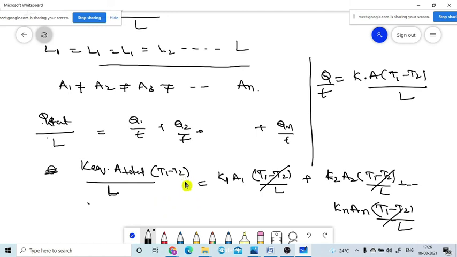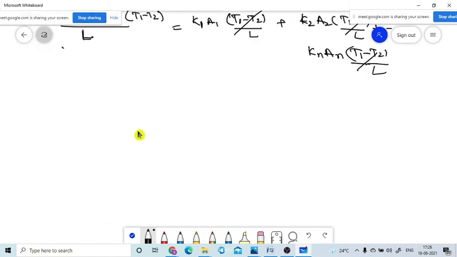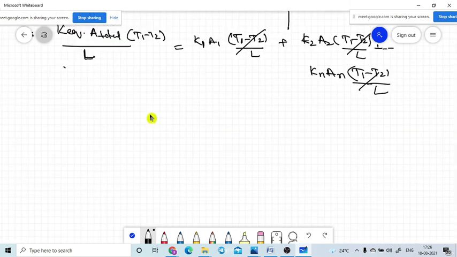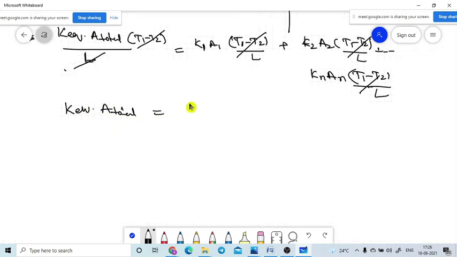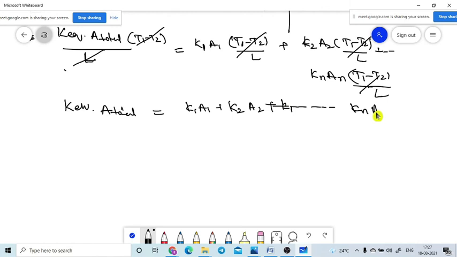So what can I write? On this side I need to cancel. The board is not responding. So L will cancel. That gives K equivalent times the total area equal to K1 A1 plus K2 A2 and so on, up to Kn An.